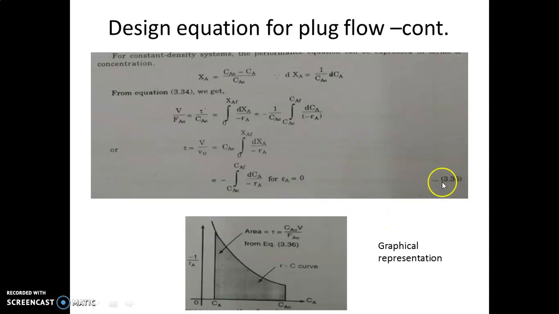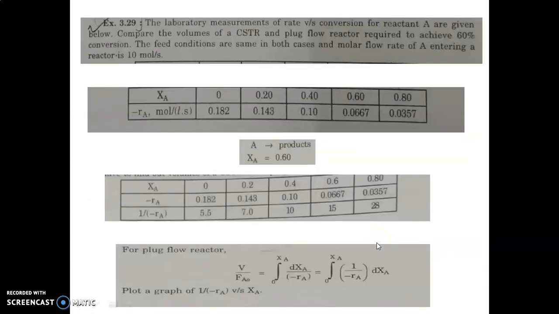And the graphical representation of this equation is given by this plot. So we have to plot 1 upon minus Ra versus Ca, and from that we have to calculate the area, and this area is given by this formula. Area is equal to tau, equal to Ca0 into V upon Fa0. So this is the graphical representation for a plug flow reactor for a constant density system.